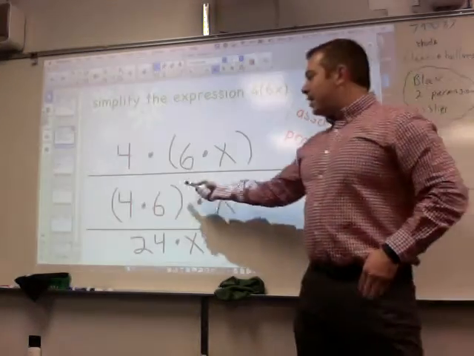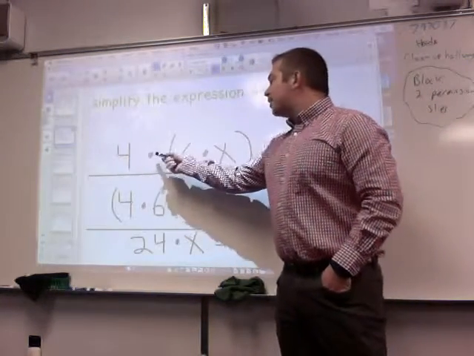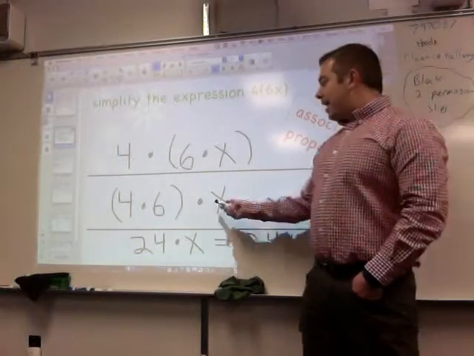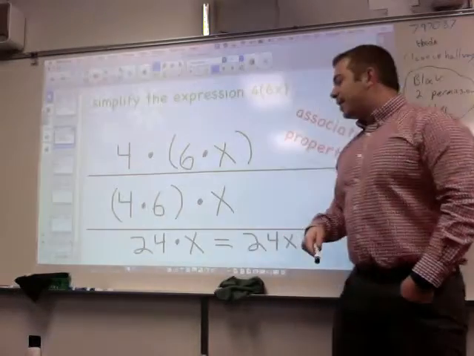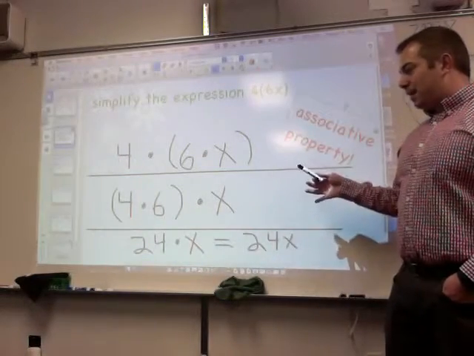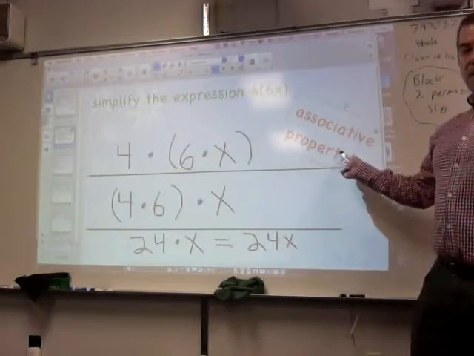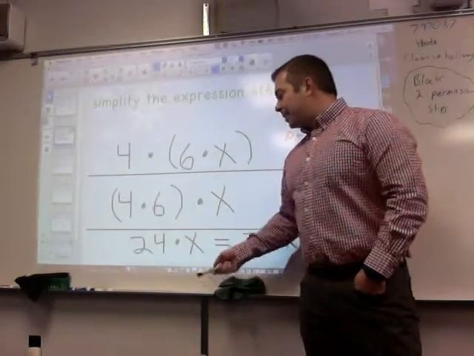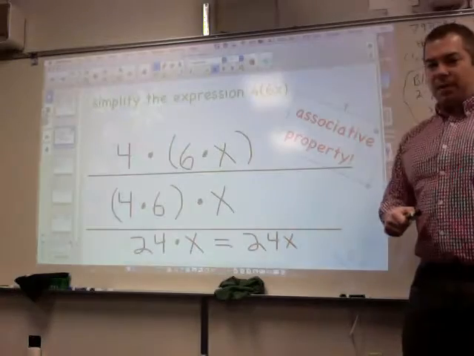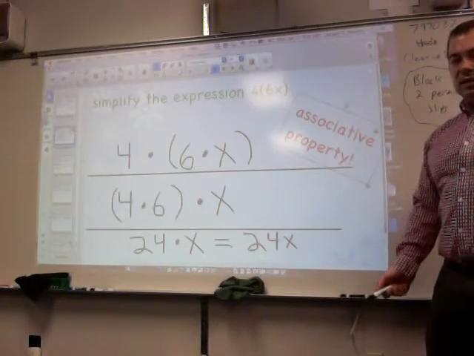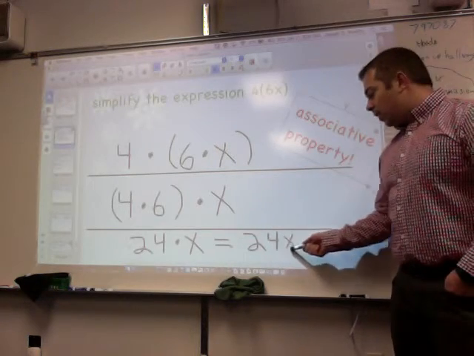So I broke it down here so that we have 4 times 6 times x. I just separated the 6 and the x. Then I switched it around. I'm multiplying 4 times 6 and pulling the x out, because it doesn't matter what order we do, because of the associative property. Then I multiply 4 times 6 and get 24, and multiply that by x, and since I don't know what x is, 24 times x is simply 24x.